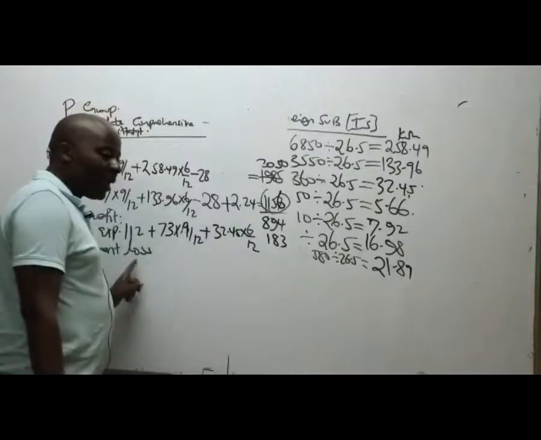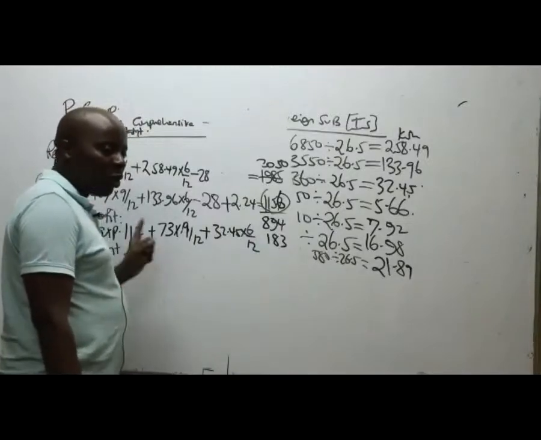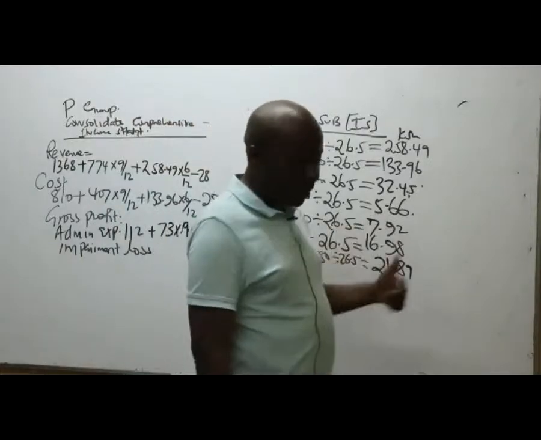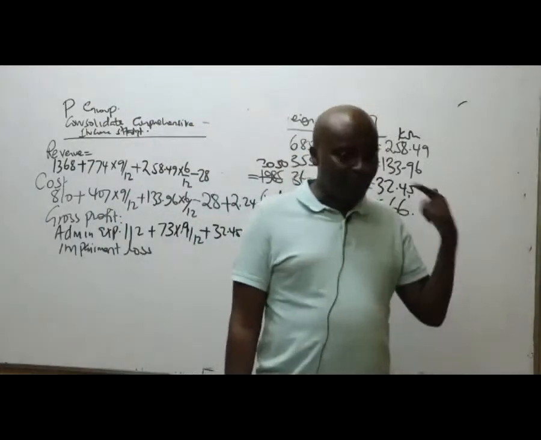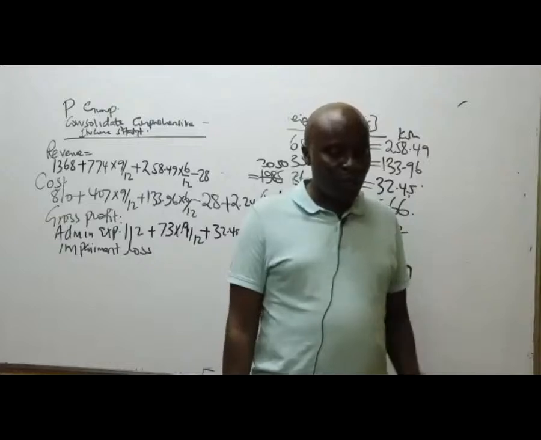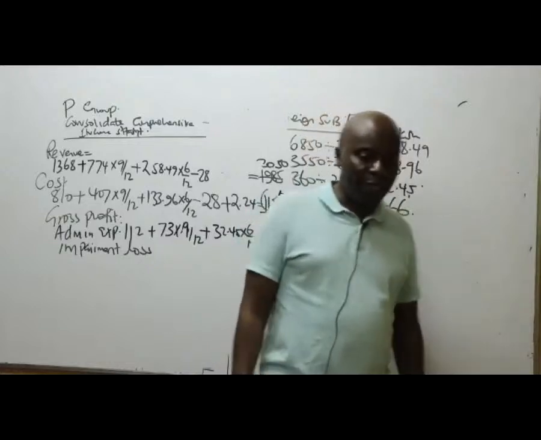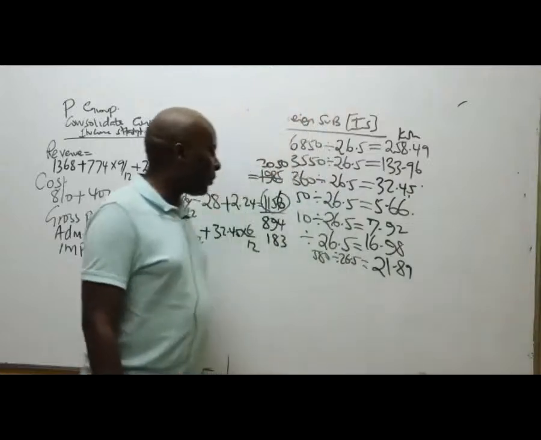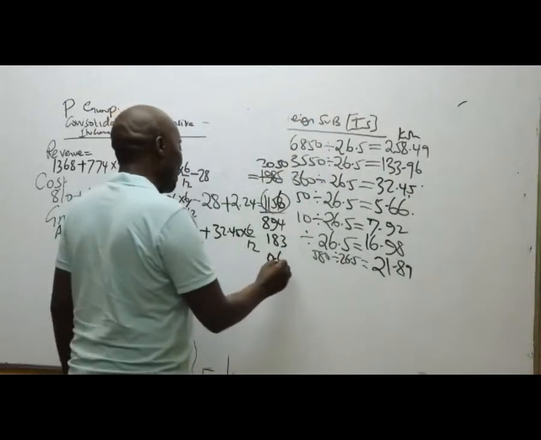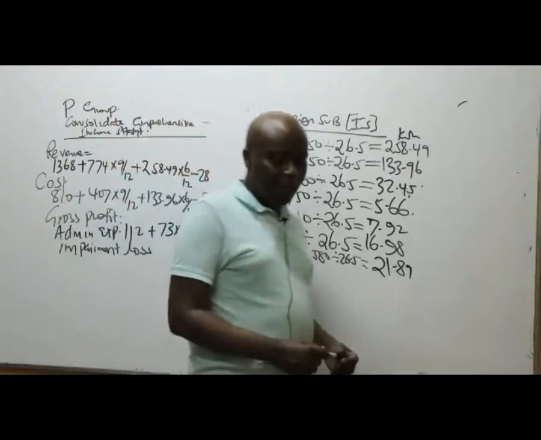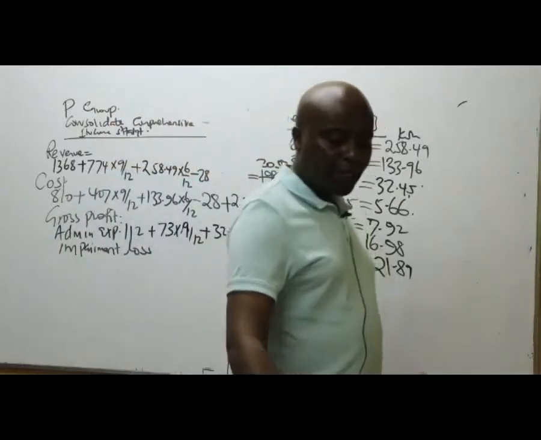Is there someone who can remind us very fast of the impairment loss we got? There's an impairment loss that we translated to Kenya shillings. How much were we getting? Somebody is telling me it is supposed to be 0.68. Do we have any other expense?